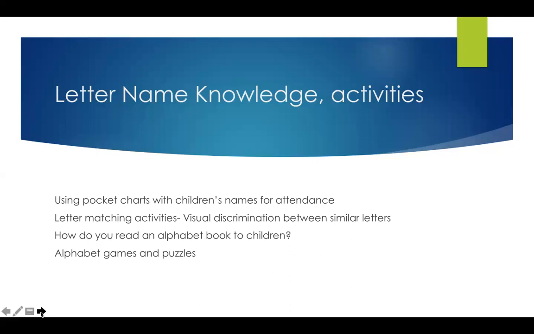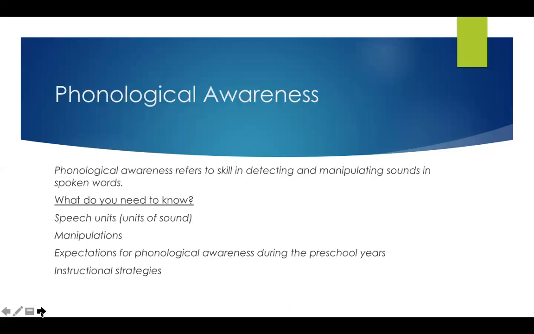Reading alphabet books is a great way to become familiar with letters. You don't want to just read alphabet books in a large group. You want to be able to read alphabet books one-on-one or in small groups where you can do some dialogic reading along with a book. It's another great way to teach and practice letter names. Using alphabet games and puzzles puts the fun in learning letter names. It's not just drill and kill.